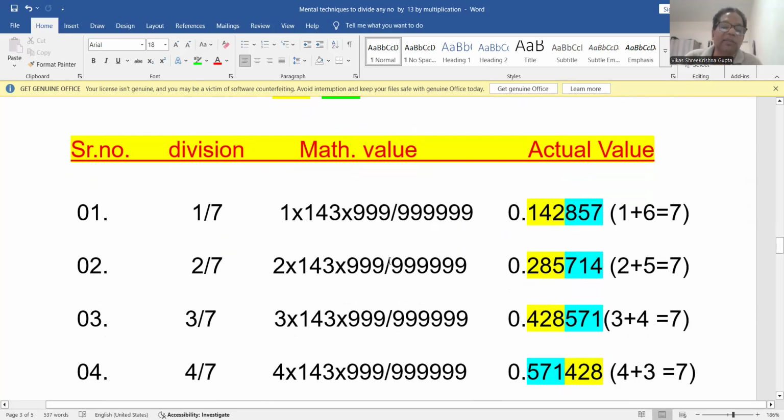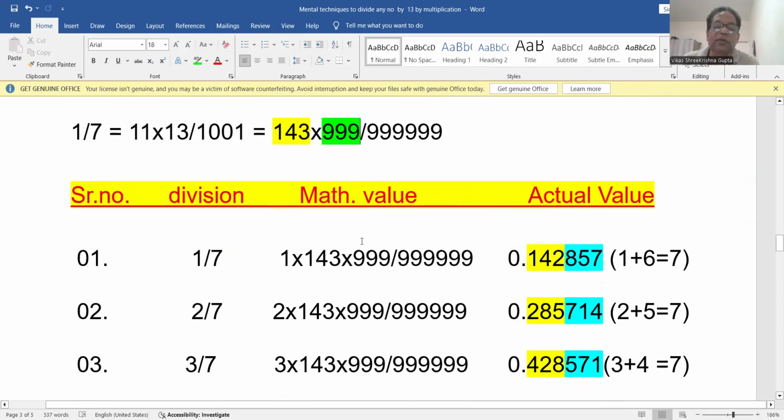Now 1 by 7, I multiply 1 into 143 into 999. So 143, I again told you how to multiply. Just reduce this value by 1, it becomes 142. And then I write the 9's complement of this number. So 9 minus 1 is 8, 9 minus 4 is 5, 9 minus 2 is 7. So my answer is 142857. Of course, it is a recurring decimal. So I divide by 999 and it becomes 0.142857. It is a recurring decimal, meaning all these numbers 142857 will keep on repeating again and again.